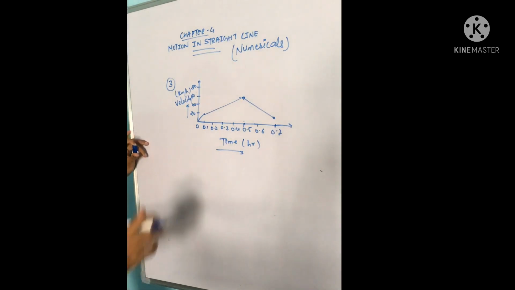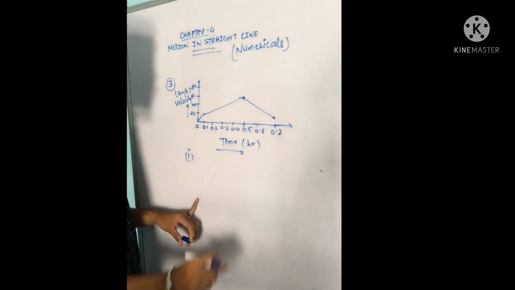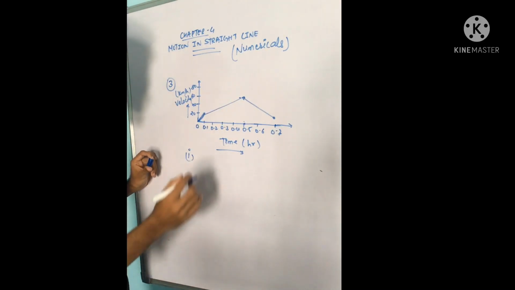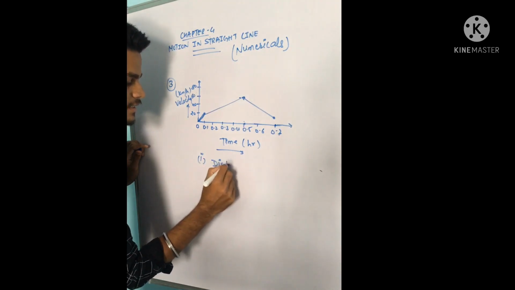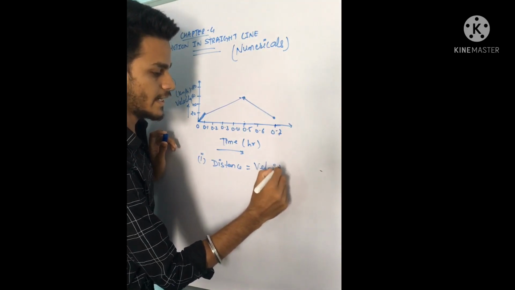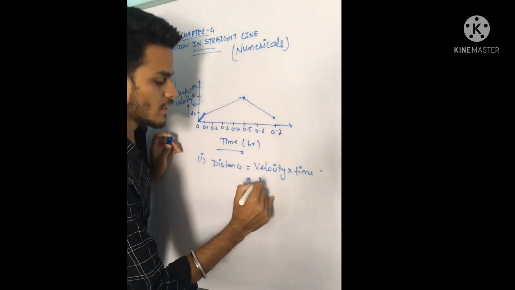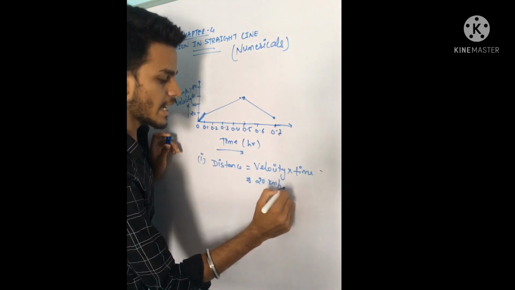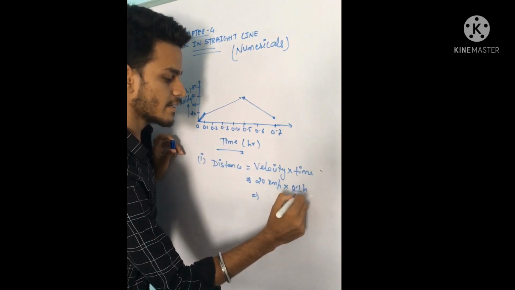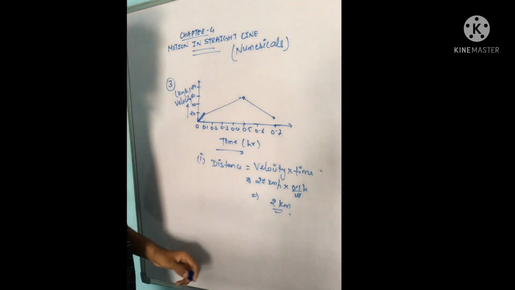So the very first part: how much distance the car moves in the first time interval. In this time interval, how much distance the car moves. We will find it here. Distance is velocity into time. The velocity is given here as 20 km per hour and time is given as 0.1 hour. So when we multiply it, we get the answer as 2 km. So this is the answer of the first part.